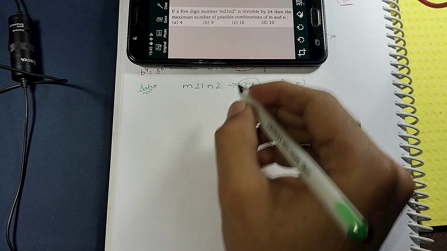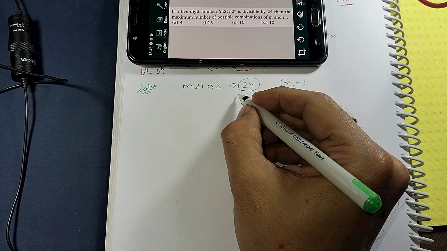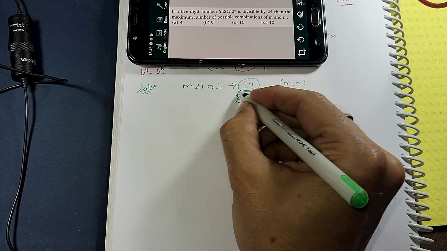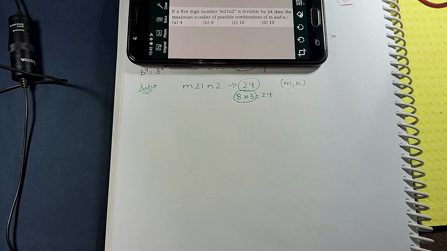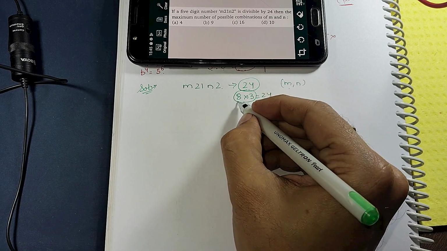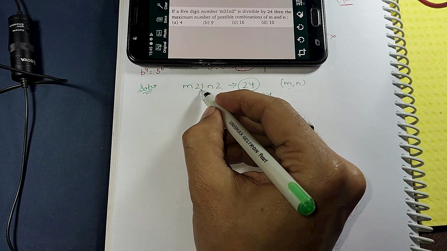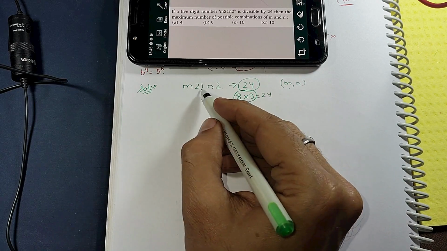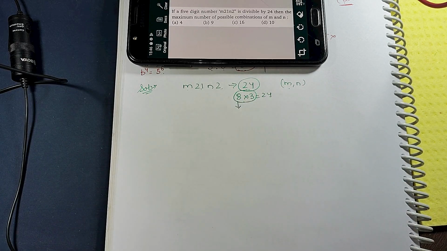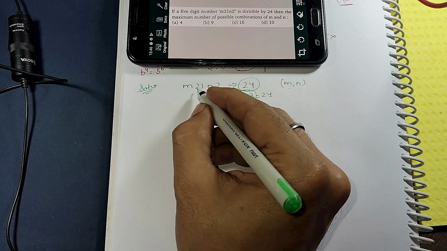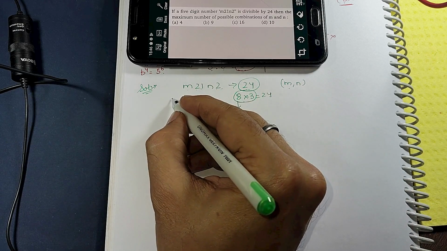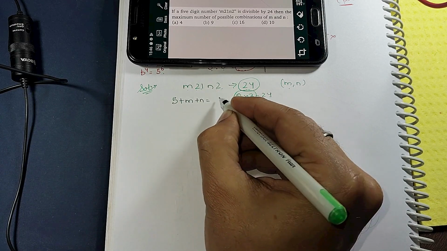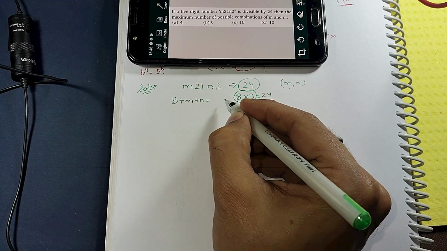Now, it is divisible by 24, so that means 8 into 3 is equal to 24. So that means this number has to be divisible by 8 and 3. And we know that for the divisibility by 8, last 3 digits must be divisible by 8. And for the divisibility of 3, the sum of digits should be divisible by 3. So first of all, for 3, so that means 2, 2, 4, 5. So 5 plus M plus N, the sum should be divisible by 3.